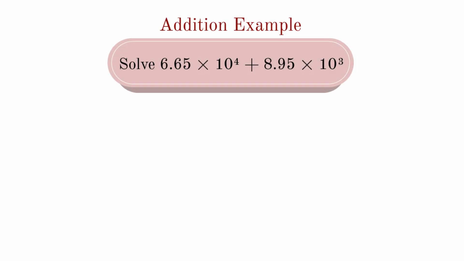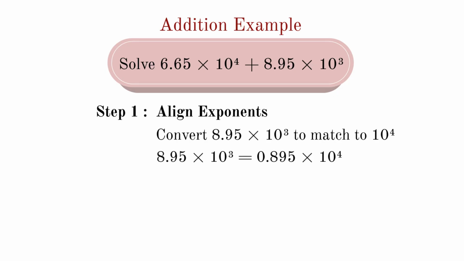For example, 6.65 into 10 to the power 4 plus 8.95 into 10 to the power 3. Now here the exponents are different. One is 10 to the power 4, another one is 10 to the power 3. Now here you can convert either 10 to the power 4 into 10 to the power 3, or you can convert 10 to the power 3 into 10 to the power 4. So let us convert 10 to the power 3 into 10 to the power 4.